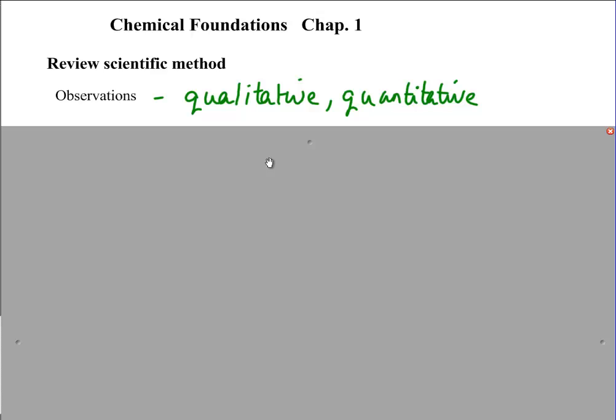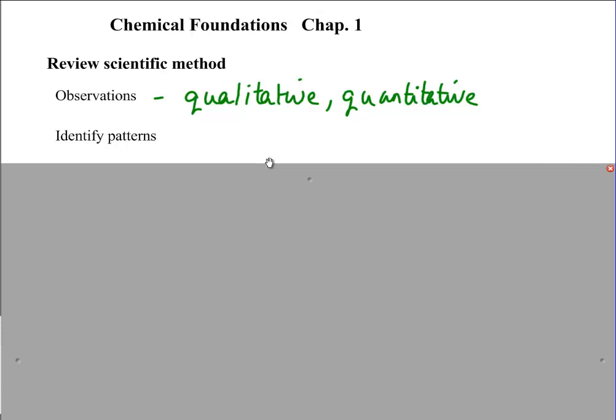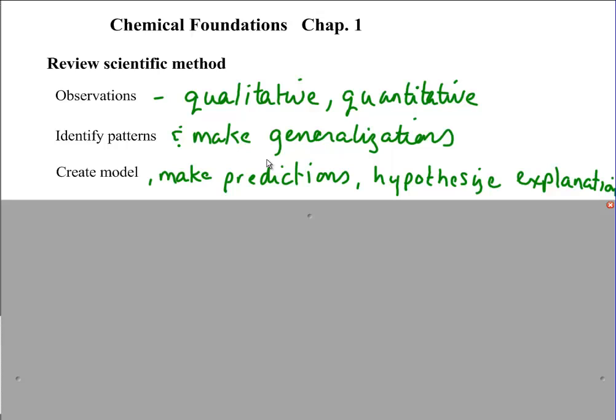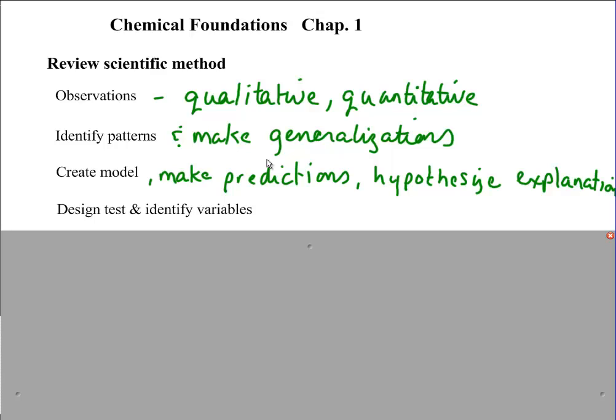Observations help us by allowing us to see what's going on, and then from those observations we can identify patterns and make generalizations about what is happening. Once we've identified our patterns, that allows us to create a model and make predictions about what's going to happen. Once we've created our model and made our predictions, we decide how we are going to test this. So we want to design our test, identify what we're going to vary and what we're going to hold constant, and then set up and carry out the test.